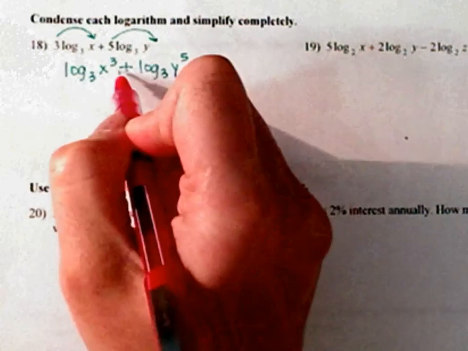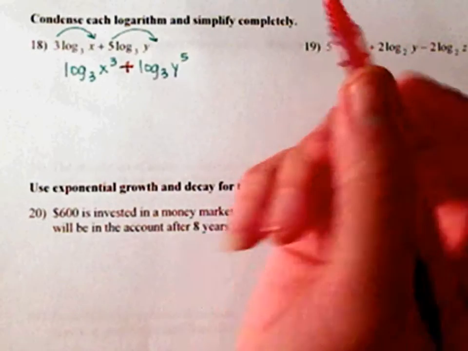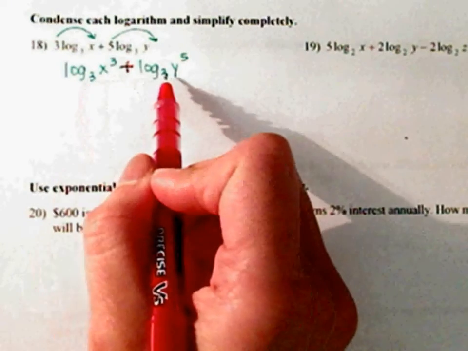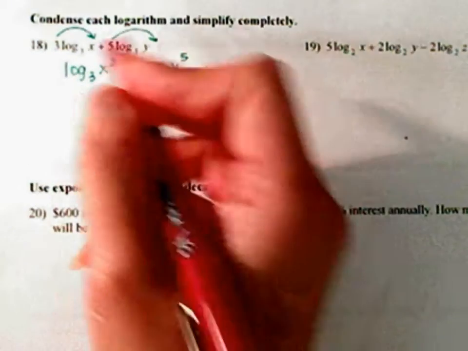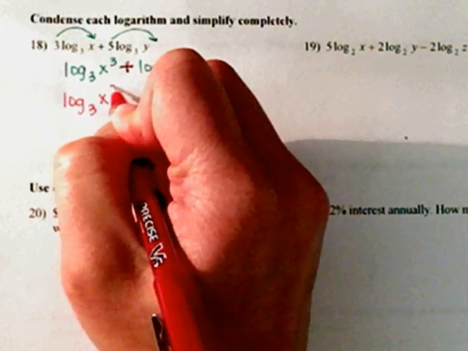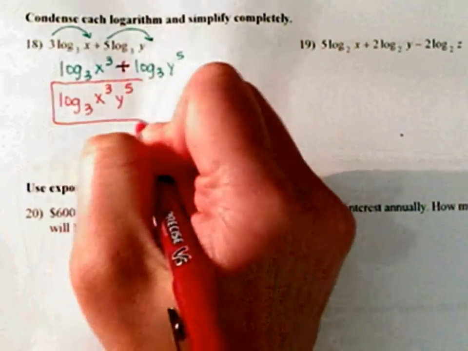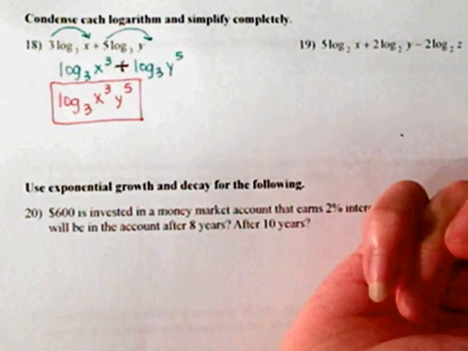Next step, do you see how this is a plus? What corresponds with a plus? Multiplication. And I can do that because my bases are the same. They have the same base. So I'm going to combine them, so now you have log base 3, x to the third times y to the fifth. And therefore, I have condensed them. I have made them smaller.